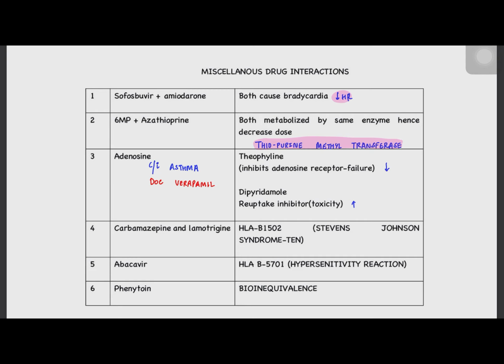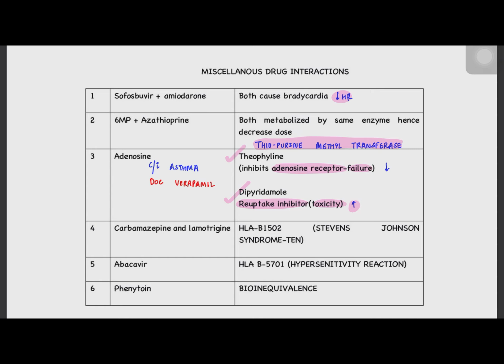The other point is adenosine. With adenosine we have two drugs which can cause either failure or toxicity. Theophylline, which is a methylxanthine, inhibits the adenosine receptor. When you inhibit the adenosine receptor, it will cause failure of the drug, and the effect of the drug will decrease. The other is dipyridamole, which is a reuptake inhibitor. It will increase the level of adenosine at the synaptic stage, and hence it will cause toxicity. So this is the basis that theophylline causes failure, whereas dipyridamole causes toxicity of adenosine.